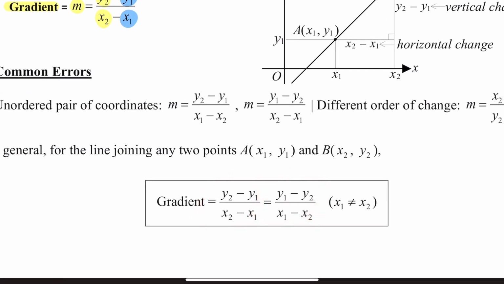Take note that your x coordinates cannot be the same. If they are the same, it means that x1 is equal to x2. The denominator of this fraction will become 0, and the fraction will become undefined, which means we cannot find any value for a fraction whereby the denominator is equal to 0.